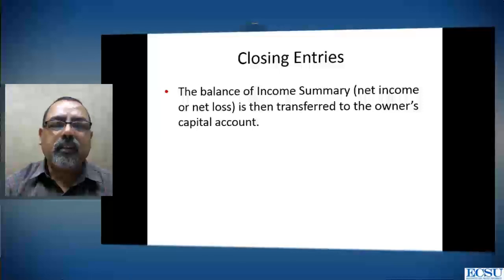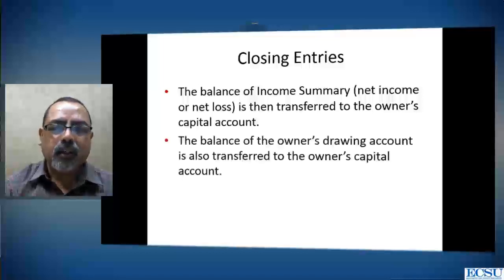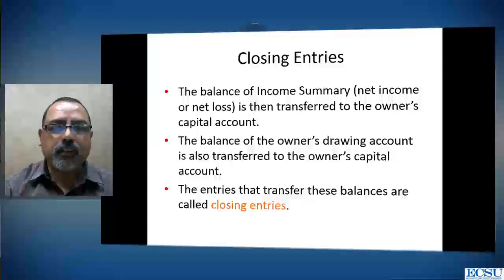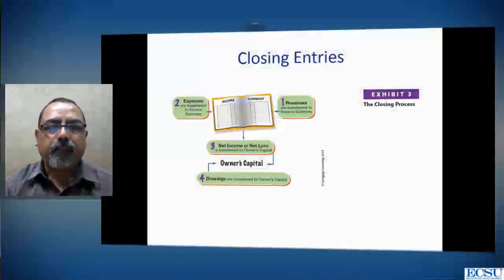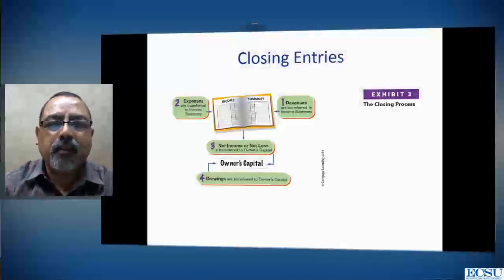Now, once the purpose of closing the revenue and expenses is achieved, the income summary will have to be closed by transferring to the capital account. And then another account that needs to be closed is the owner's drawings account. That will again be transferred to the owner's account, and then we will close that drawings account. The entries that transfer these balances are called the closing entries. So this is a summary of the closing process.